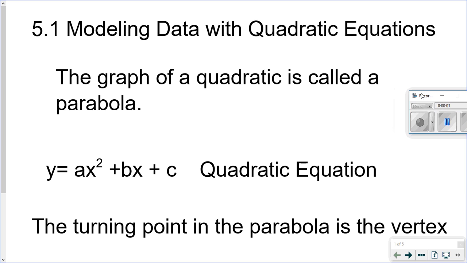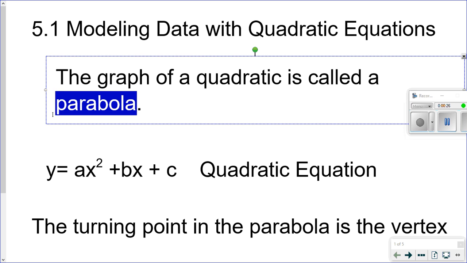All right, we're going to talk about 5.1 modeling data with quadratic equations. I know you've learned quadratic equations and parabolas, and you know what the graph of a quadratic should look like. But given points, we are going to fit those points to a quadratic equation, which that part is probably new. So let's just look. The graph of a quadratic equation is called a parabola.